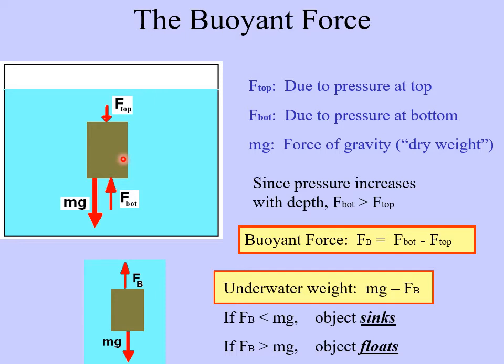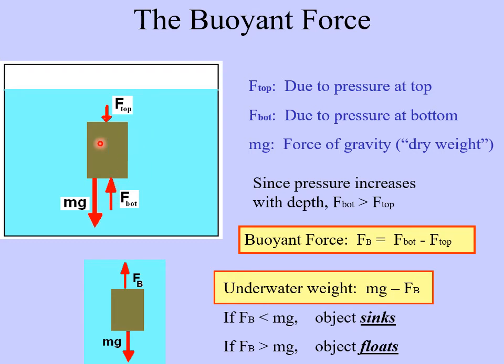Remember that water or any fluid has pressure, and that pressure increases as we go farther down into the fluid. So on the top of this piece of metal, there is a force due to the pressure at this place, and we'll call this F sub top. And likewise underneath, there's going to be a force from the pressure pushing up, which we'll call F bottom. Remember that pressure pushes in all directions.